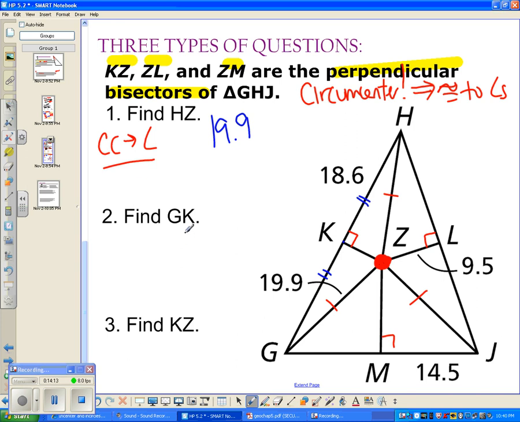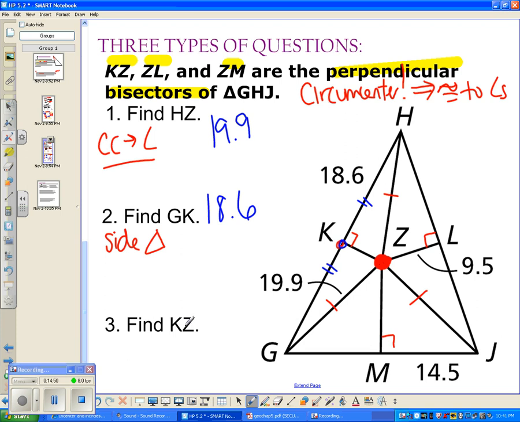The other type of question I can ask you is find GK. Find the side. How long is GK? So let's look at a picture. GK is a side of the triangle. So another type of question I can ask you is the side of a triangle. Well, we know that they're perpendicular bisectors. So bisector means that, again, K is the midpoint. So that means this piece is going to be congruent to this piece. So since this side is 18.6, this side has to be 18.6. Okay, so far they're pretty easy. You're either deciding is it from the circumcenter to the angle, or am I talking about the side of a triangle? Those are the easy questions.